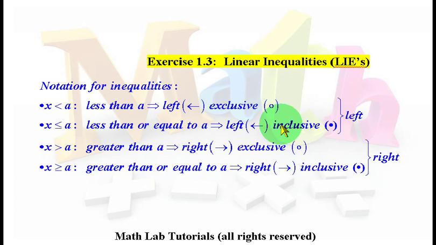So to recap, we use an open circle to represent exclusivity, and we use a solid dot to represent inclusivity. To exclude means to leave out. To include means to leave in. So these are the left exclusive and left inclusive. This is the right exclusive, right inclusive. So we can move on to the next slide.